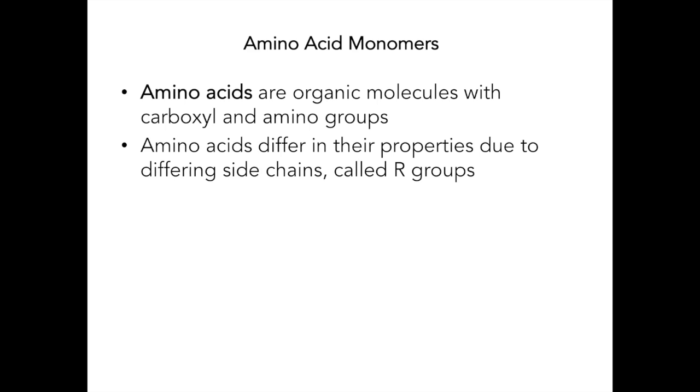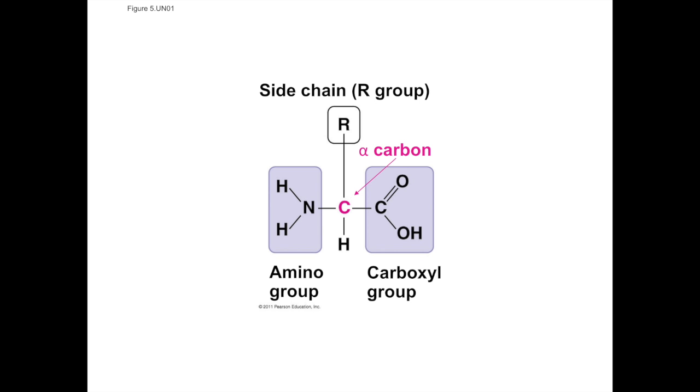So let's start with the monomers of proteins. The monomers of proteins are called amino acids, and the reason they're called that is because they have an acid group, that carboxyl functional group, and they have an amine group, or an amino group. But not all of the amino acids are the same. They differ because they have a side chain called an R group.